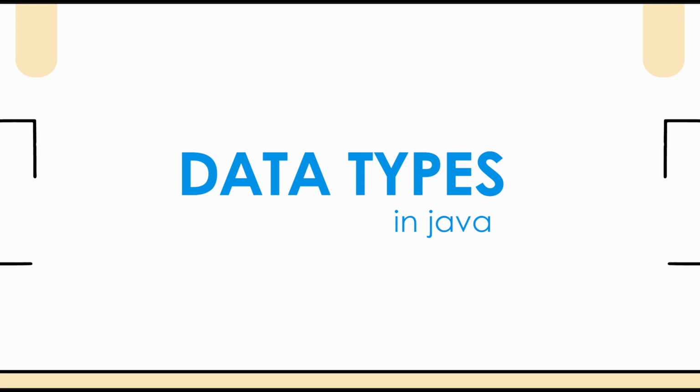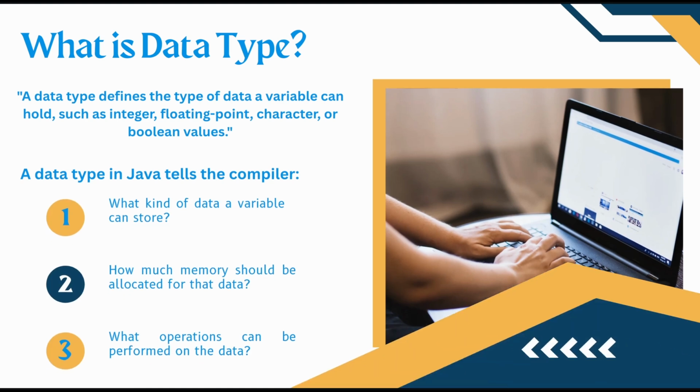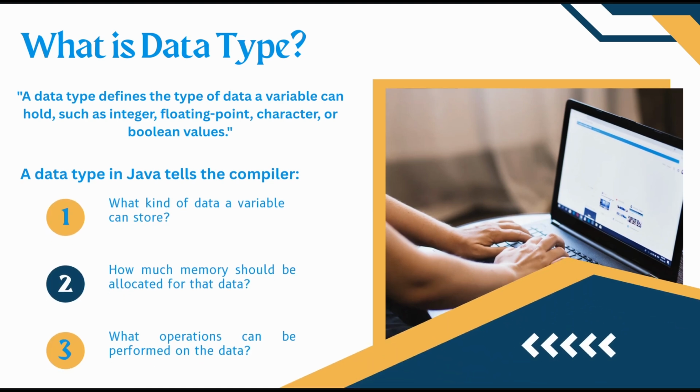So in this session I'm going to teach you the data types in Java. So what are data types? A data type defines the type of data a variable can hold, such as integer, floating point, character or boolean values. So what does this even mean?